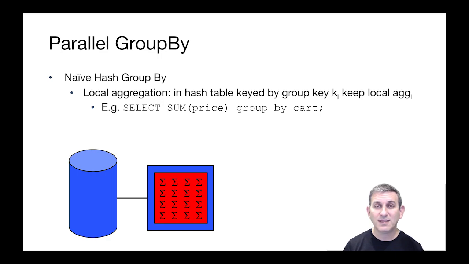So before we parallelize it, let's briefly go over hash-based group by. A naive scheme for hash-based group by does this. Locally on every node, we're going to do aggregation in a hash table. So in the hash table, we'll keep, for each group, the running aggregate so far.